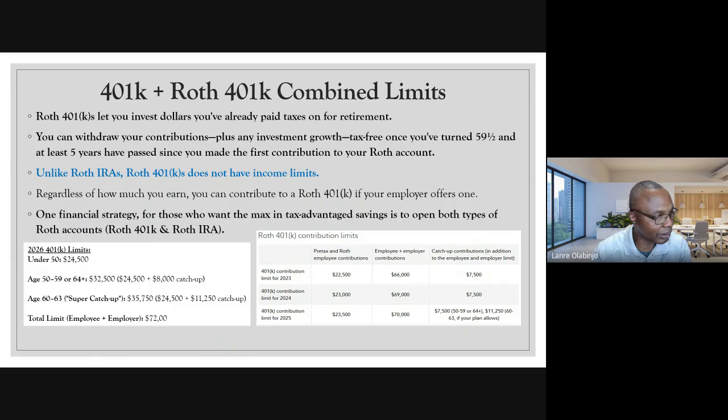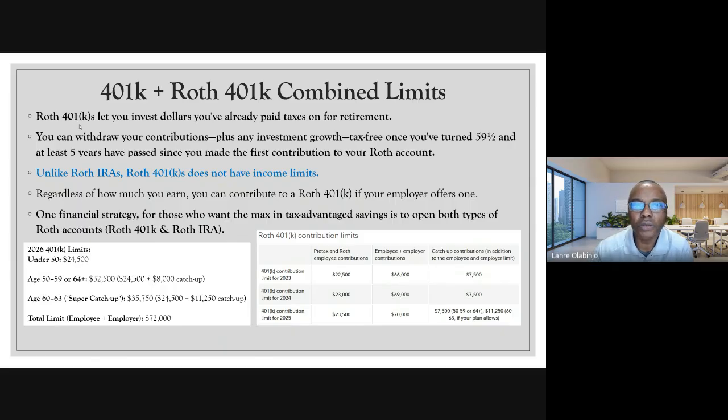Let me correct that number. At the end of the day, all of it, Roth plus regular, cannot be more than 72,000 that you contribute, regardless of your age, between the individual and the employer, at least in this year's tax season.